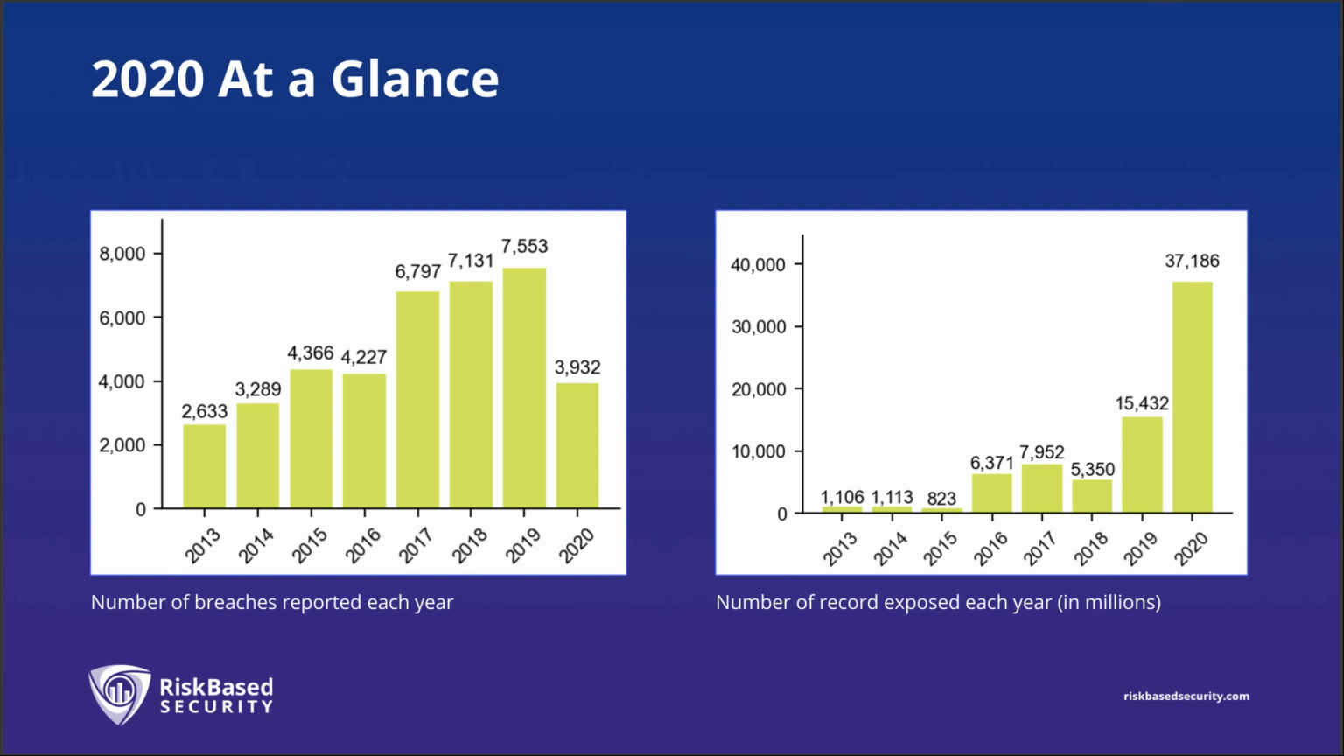Now, if we flip the lens and look at the number of records exposed, it is actually the polar opposite. Even though the number of breaches disclosed came down this year, the number of records exposed absolutely exploded and came in at 37.1 billion, and yes, that is billion with a B, sensitive records exposed in the year. That is more than double what we saw in 2019, and by far the largest number of records exposed that we have seen since tracking data breach events. By percentage, it's a 141% increase compared to 2019.